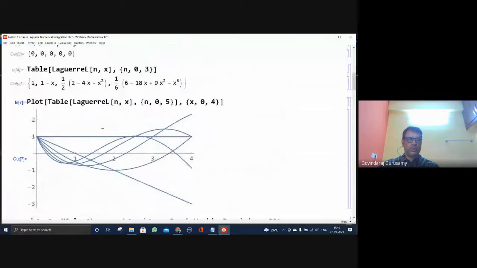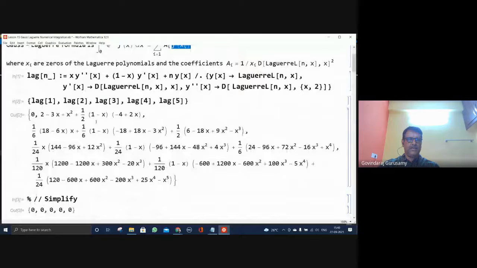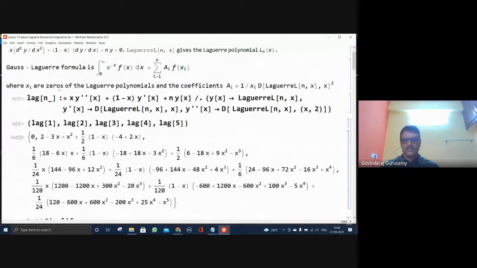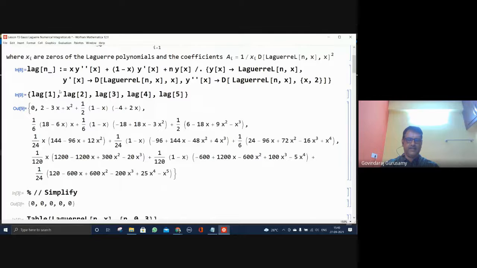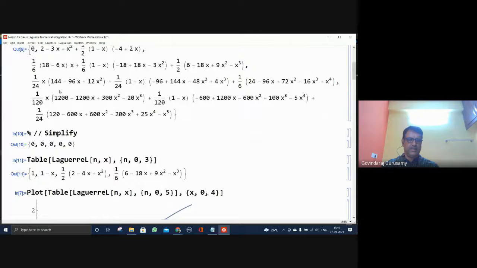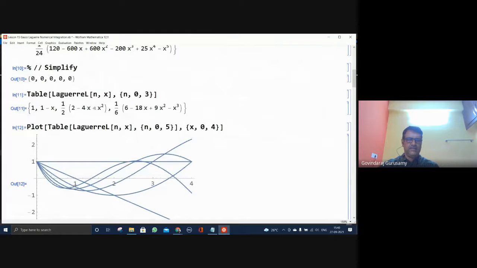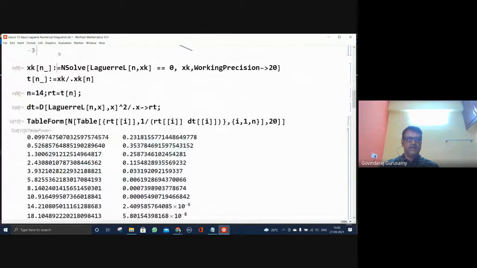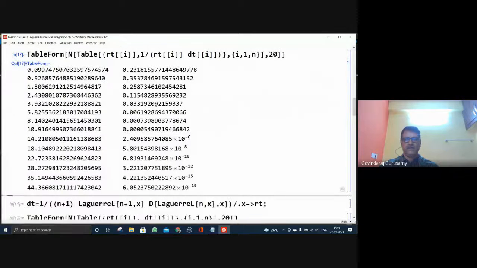Okay, so we can check this is satisfying here. Yes. Simplify equals to 0. Plotted here. Function has been found, plotted here. Now we are going to find the roots here. And weight function is also available. Then find out all the 14 of them for the Laguerre polynomial.